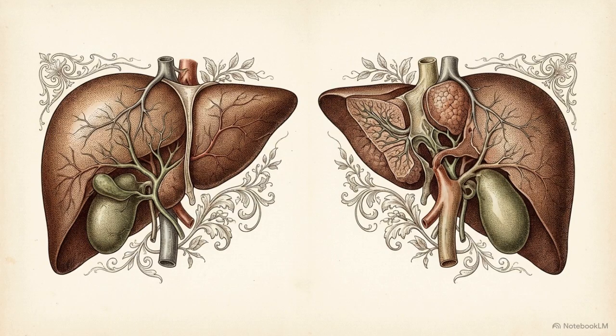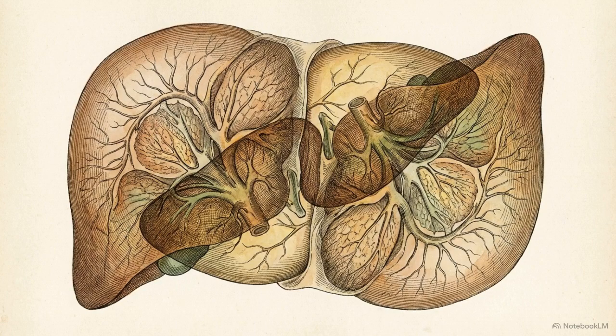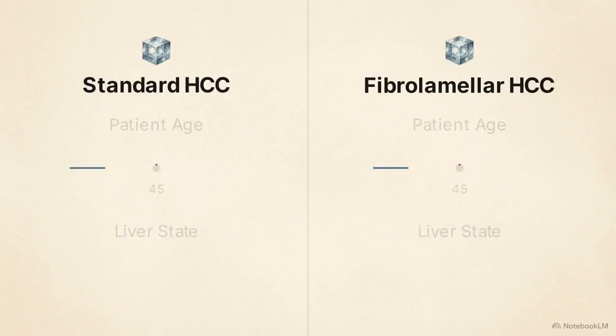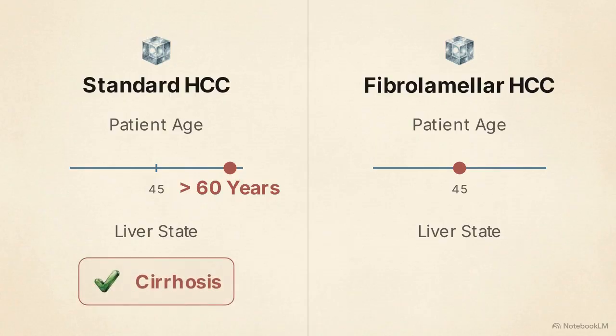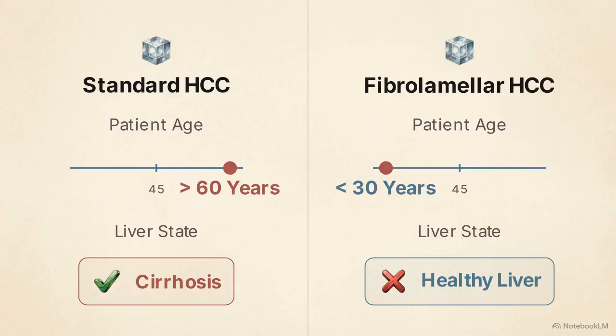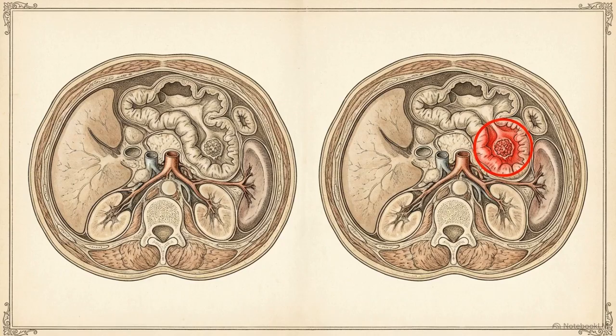This logic applies to the comparison between hepatocellular carcinoma and fibrolamellar HCC. The visual presentation of these liver masses can overlap significantly. The primary separators are the presence of cirrhosis and the patient's age. Standard HCC occurs in older patients with cirrhosis. Fibrolamellar HCC occurs in young patients with healthy livers. Mastery requires isolating the single variable that breaks the symmetry between identical-looking diseases.